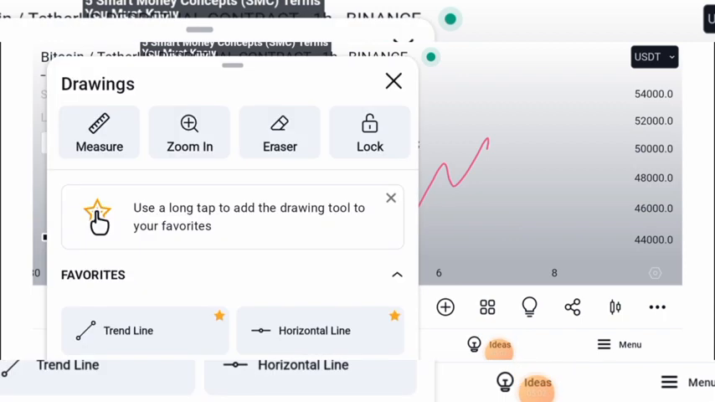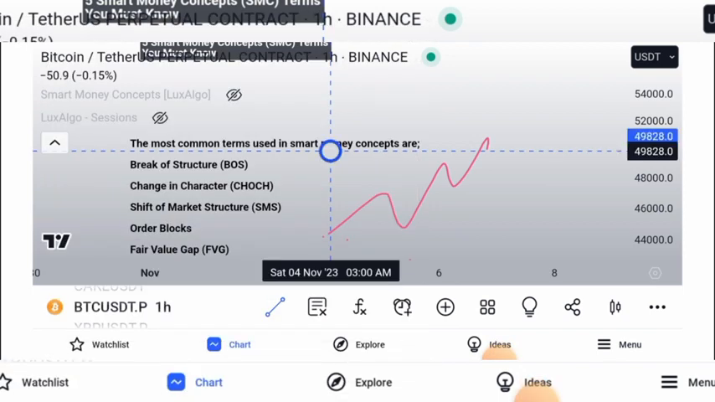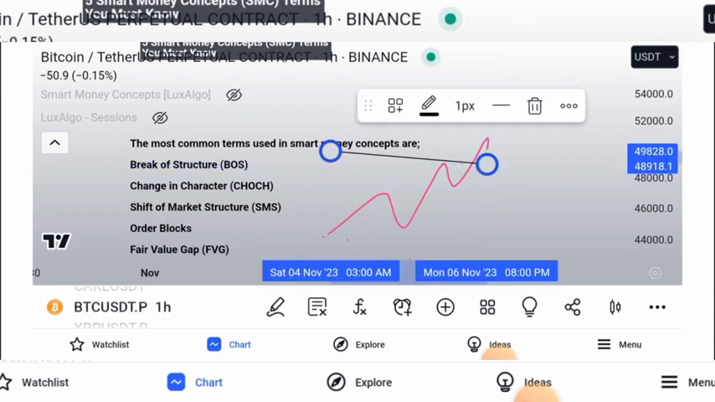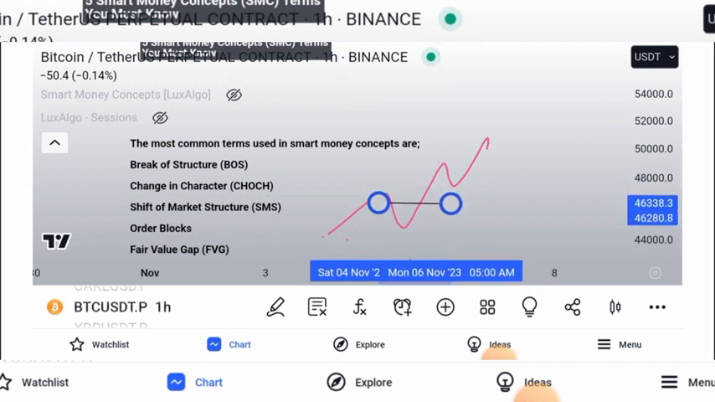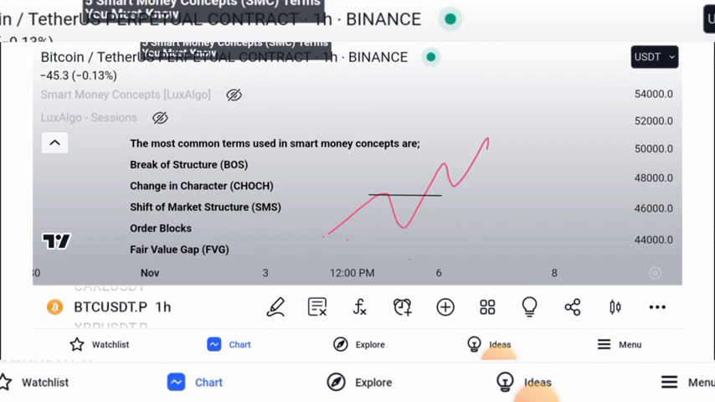Let me look for a trend line. So as you can see, the valid break of structure here, this is the high, and this high was broken. So when you see this one, we call it a BOS.